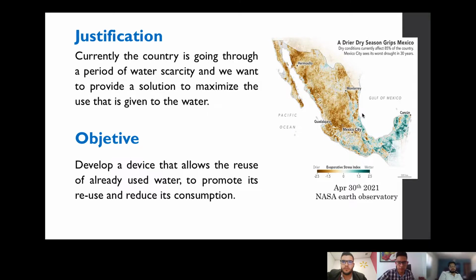Let's talk about the justification. In recent years, statistics have confirmed that Mexico has experienced severe droughts. This is reflected in the poorest neighborhoods and in the dams. It's necessary today to promote sustainable development and water reuse. Our objective is to promote the care and use of water by means of innovative products so that water is treated for reuse.